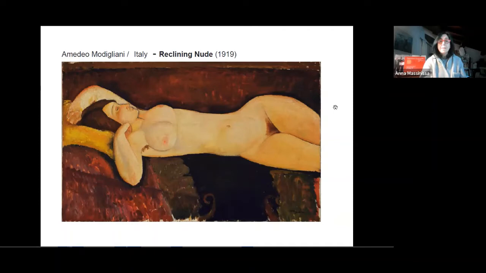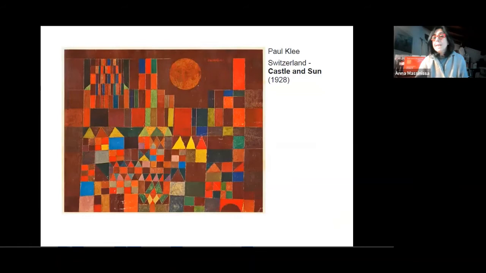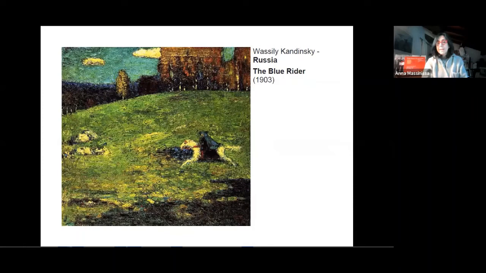And this is another very important painting, by Paul Klee in Switzerland. It is Castle and Sun, where you can see how Expressionism was also applied, abandoning completely the shapes and the painting of reality, and only by using colors and very geometrical shapes used to give mood, to give the feeling of something despite the real figurative way. And this is also again Vasily Kandinsky, again a Russian painter, and it is the Blue Rider, another very, very famous expressionist painting.